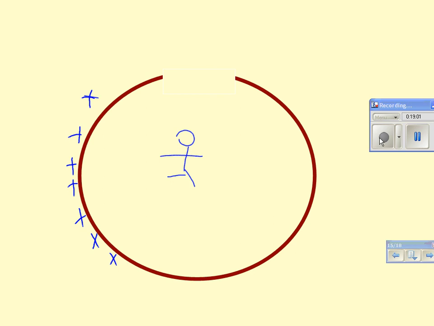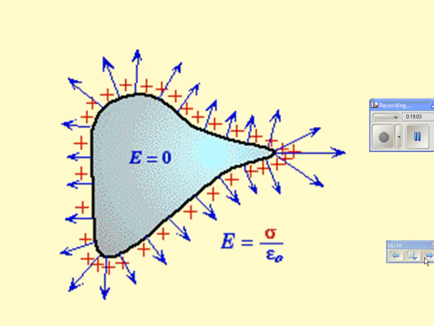But if the conducting material is not uniform, charges will be concentrated at the points. So like right here, you have the greatest concentration. Over here, you have much lesser concentration of electric charge. Okay.